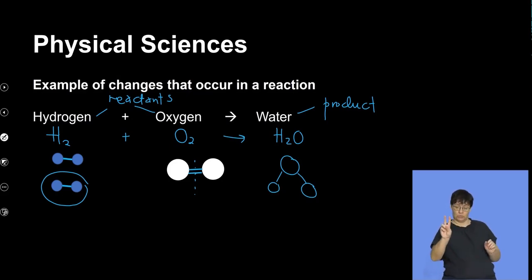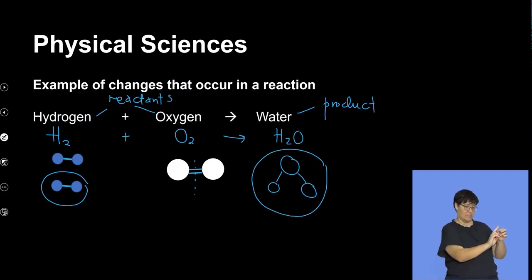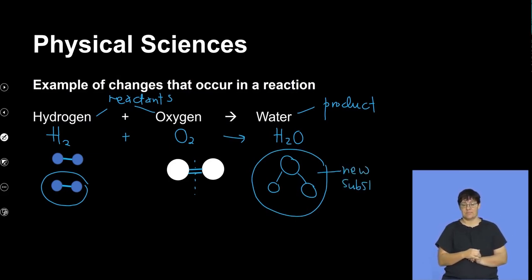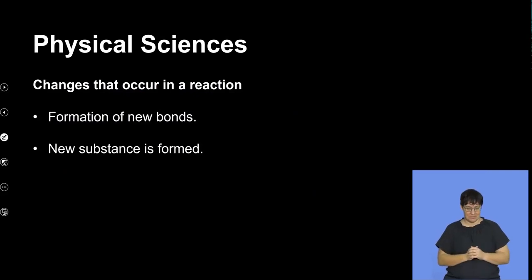The physical and chemical properties of this product, which is a new substance, differ from those of the reactants, which are the hydrogen molecules and the oxygen molecules. So these are some of the changes that occur in a chemical change. What are some of these?